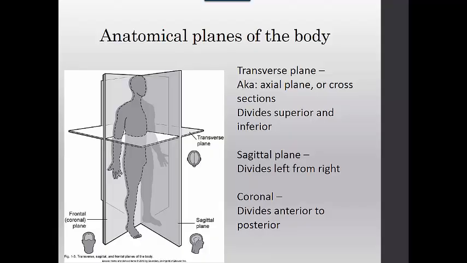The second plane is the sagittal plane, which divides the body into left and right halves. And then the third plane is the coronal plane, which divides the body into anterior and posterior portions. It's also known as the frontal plane.